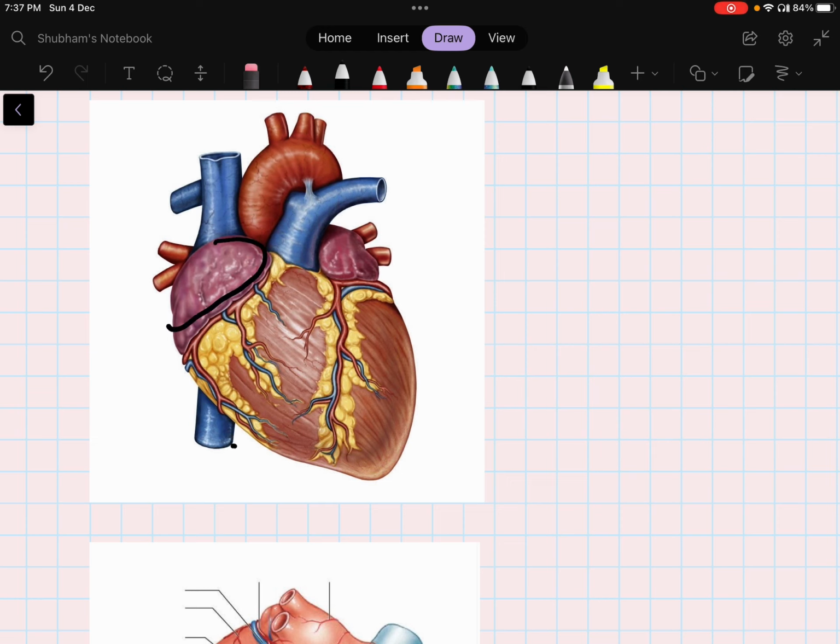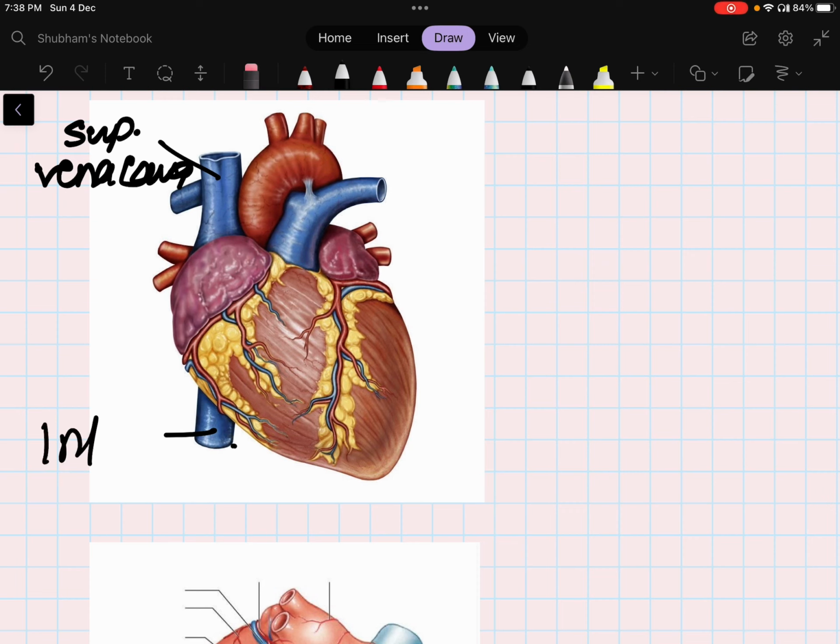This is a right atrium. This is a left atrium. These we all know, very easy, right? There's nothing to be confused about. What are these? Superior vena cava. This is inferior vena cava.